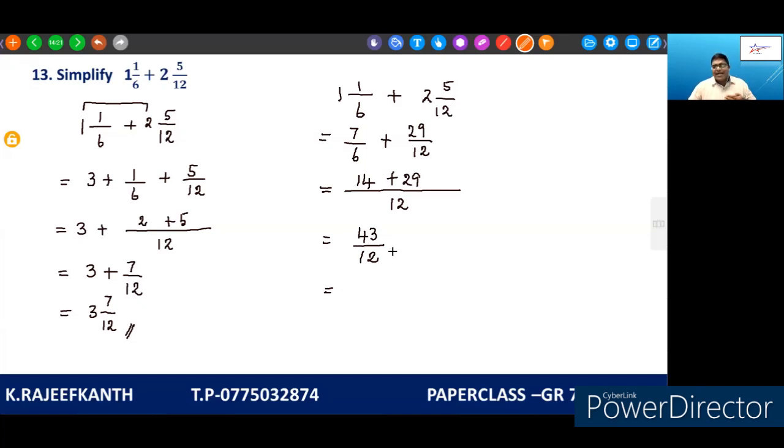So when you are giving the answer, you have to convert it into a mixed number. Don't give the answer as an improper fraction. So we have to divide this 43 by 12. 3 times 12, 36, balance 7. Then we can write 3 and 7 over 12. So in these two methods, you can add these two fractions. But I think this is the easiest way of adding the fractions. Right. Then question number 14.